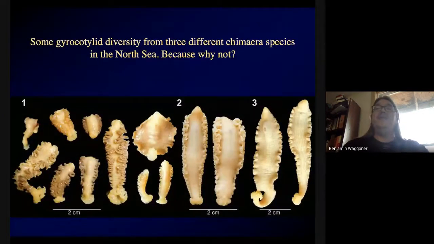Gyrocotilids typically have a sucker at one end, and then the sides of the body are ruffled. Gyrocotilids live in the intestines of chimeroid ratfish because somebody's got to. And this is what they look like. They're not very well studied because ratfish live in the deep sea and nobody knows very much about them. So there you have roughly things living inside ratfish.